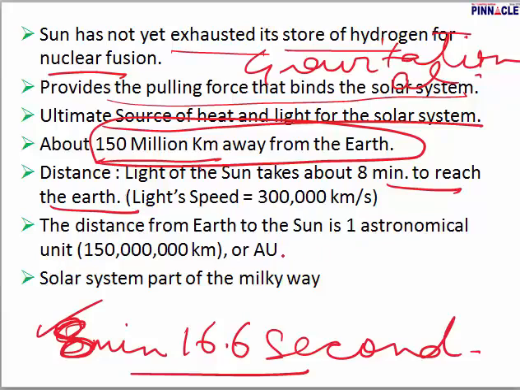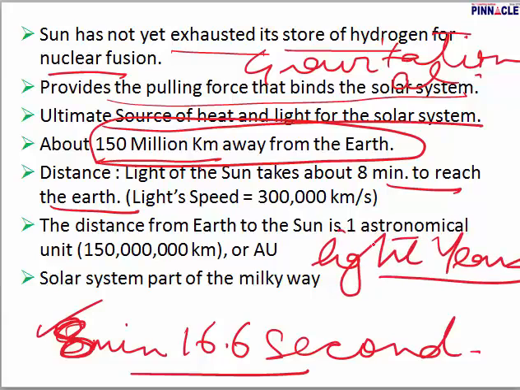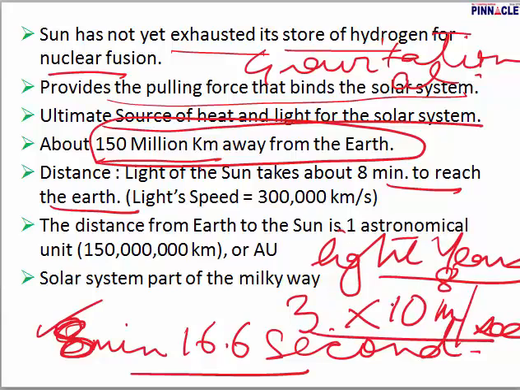Now, how are such huge distances measured? They are measured in light years. And what is the speed of light? The speed of light is 3 into 10 to the power 8 meters per second in vacuum, and nothing known to man can travel faster than light, and this is the speed in 1 second.